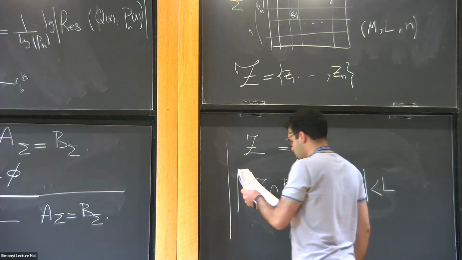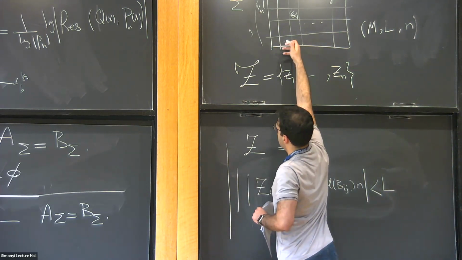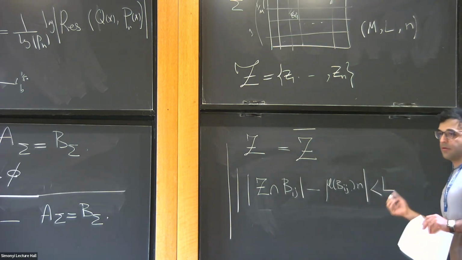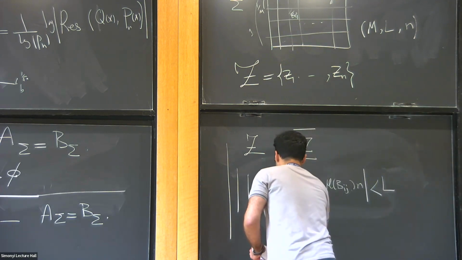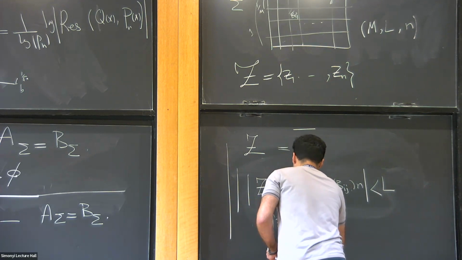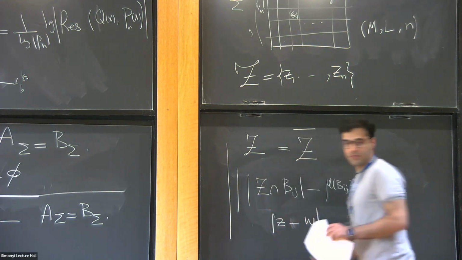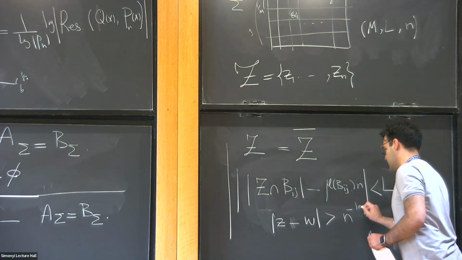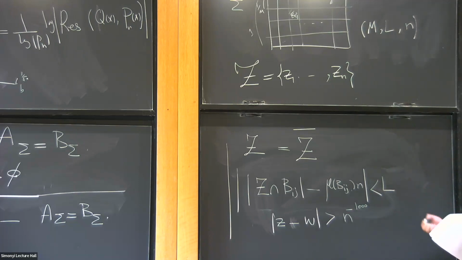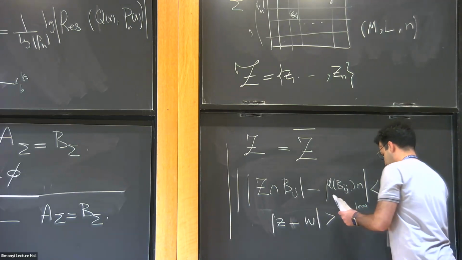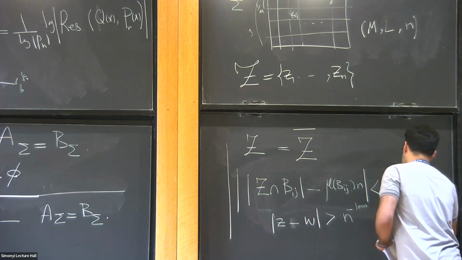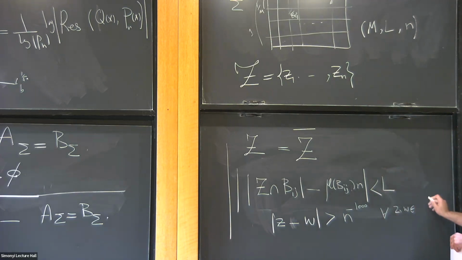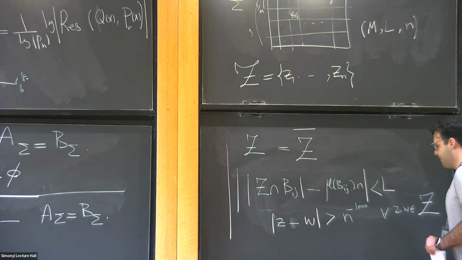And then the last condition is that the points should not be too close to each other, but that's somehow a mild condition in the sense that they're polynomially away from each other. So |z minus w| is bigger than n to the minus, let's say, 1,000. So they're not extremely close. For every z and w inside this Z, yeah, that's the condition that we require.